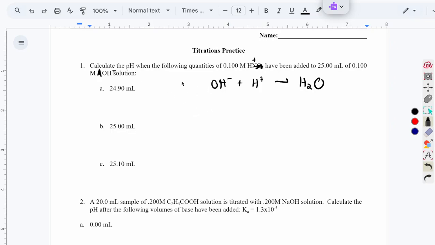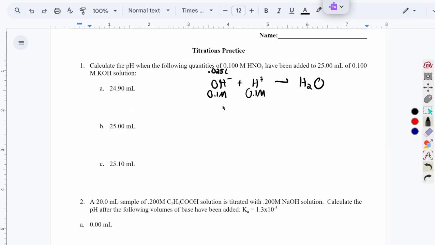All right, so let's see what we got. We've got our OH minus. We've got 25 milliliters. I'm going to immediately convert that to liters. So 0.025 liters. And we are at 0.1 molar. I'm not going to put the extra zeros. And for our H plus here, our HNO3, we're at 0.1 molar. It doesn't give us volumes. Actually, it gives us our volumes over here.